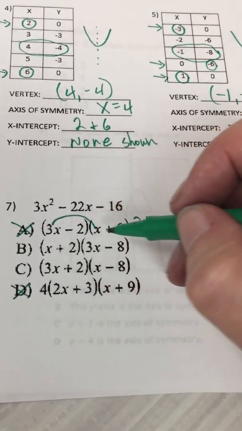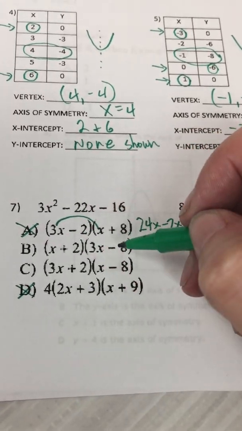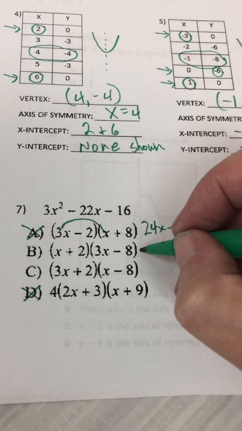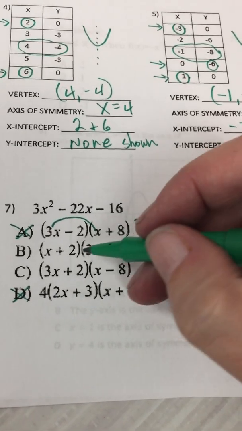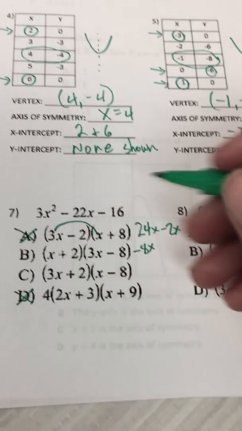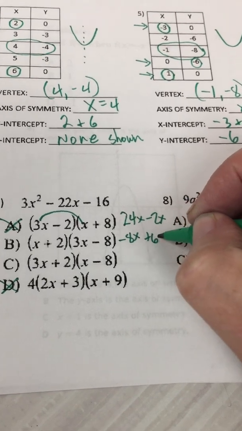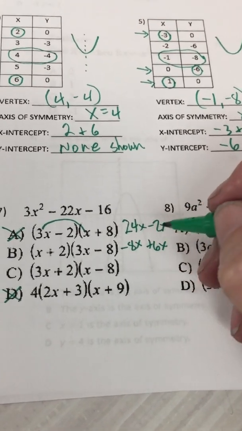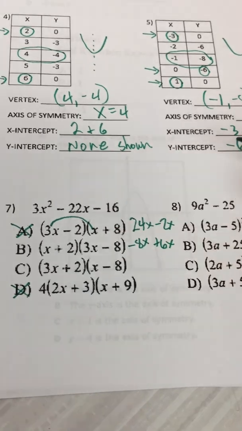When I do the x times the -8, I get -8x. If I do 2 times 3, I get positive 6x. If I add these two together like terms, I get -2x. Do I want -2x? Nope.